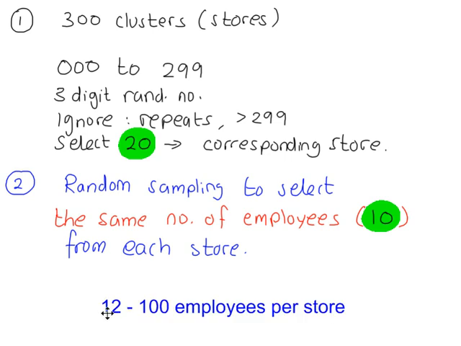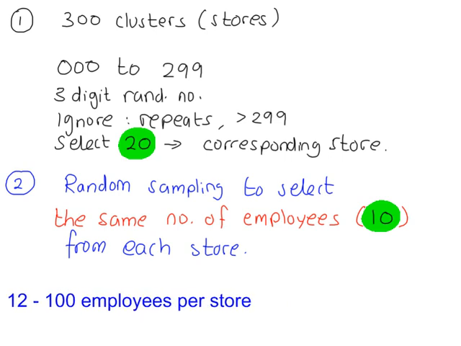Now there are between 12 and 100 employees per store. So if you've picked one of the smaller ones, you're picking 10 employees out of 12. That gives everybody a high chance of being selected. If you've picked one of the larger stores, you're selecting 10 employees out of 100. So everybody has a smaller chance of being selected. So as you can see, everybody does not have an equal chance of being selected with cluster sample.